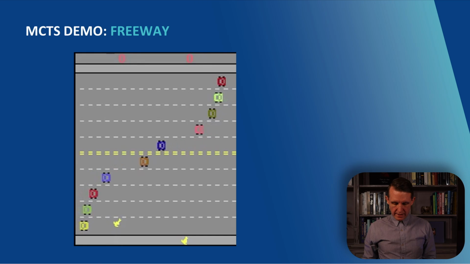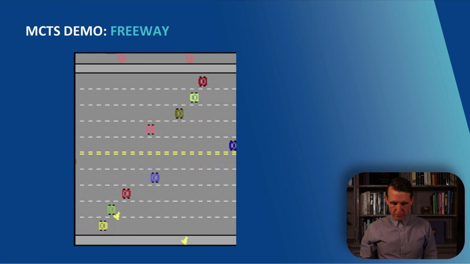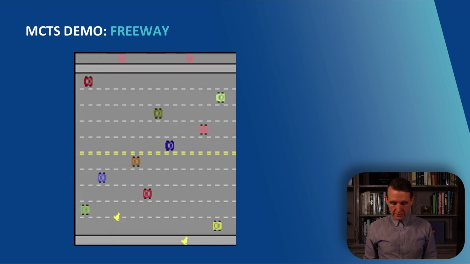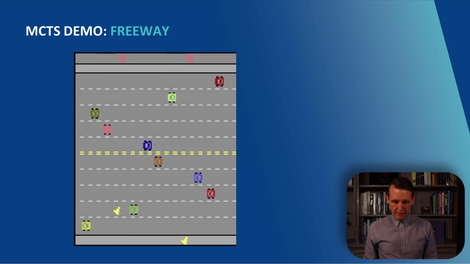In the demo on the screen now, we see an example of Monte Carlo Tree Search playing the game Freeway. In the game Freeway, the idea is to get the kangaroo character that you can see at the bottom across the road to the other side without being run over by a car. Here we can see the MCTS implementation trying to play Freeway, but doing reasonably poorly.